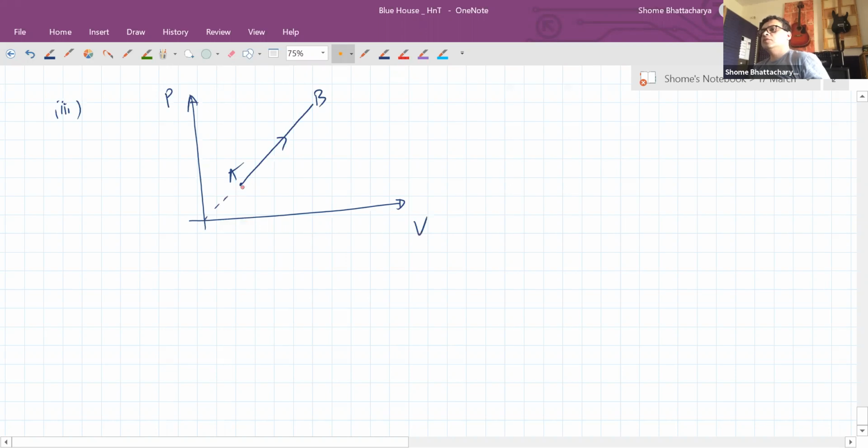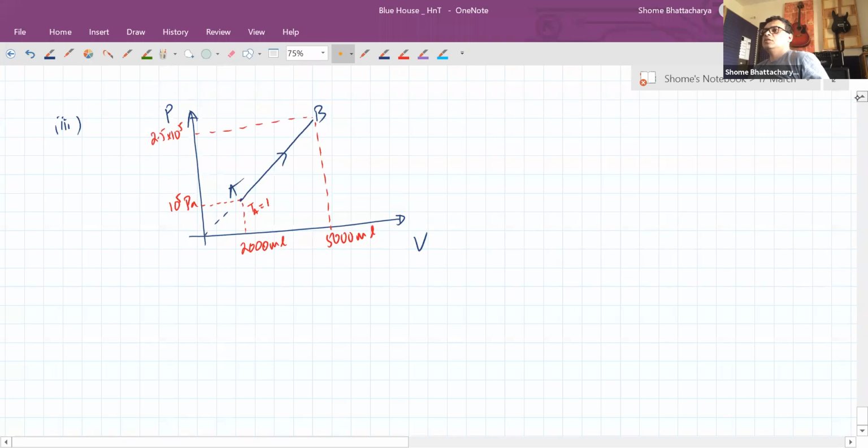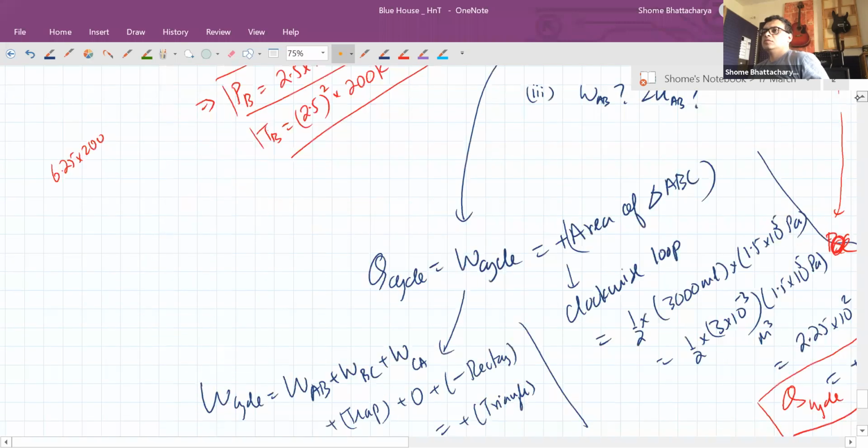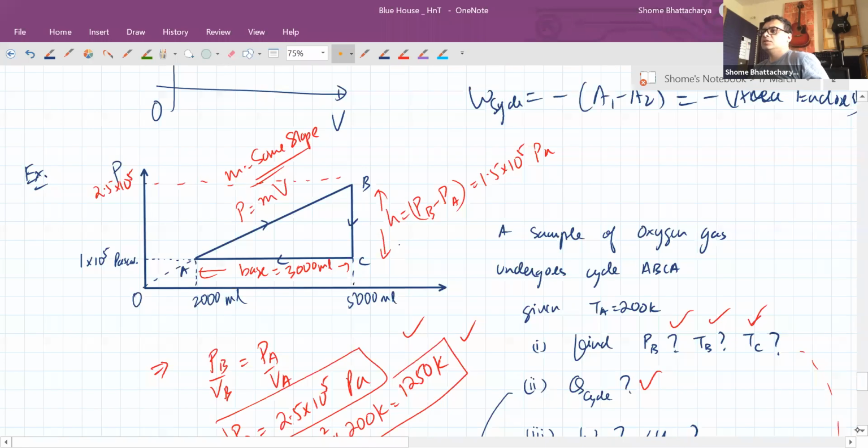So we saw that volume here was 2000 milliliters. The pressure was 1 atmosphere or whatever, 1 into 10 raised to 5 pascals. Whereas this was 5000 ml. So this became 2.5 into 10 raised to 5 pascals. Okay. Here the temperature was, what was it? 200 kelvins.